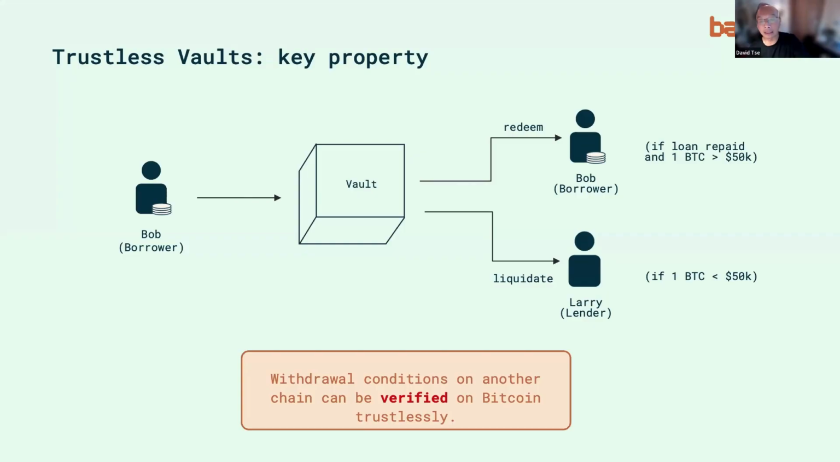We want to allow Bitcoin to verify withdrawal conditions on a smart contract on Ethereum, okay? So then you say, hey, why don't we just use whatever people already develop on Ethereum to solve this problem? Why are we reinventing the wheel, okay?